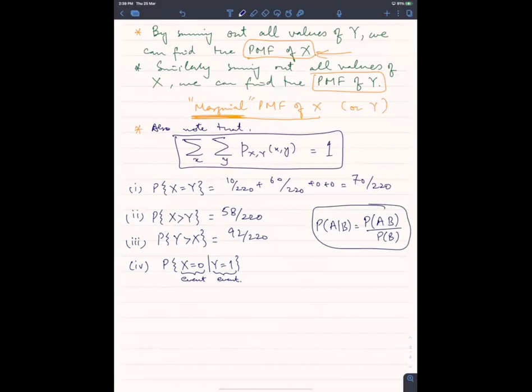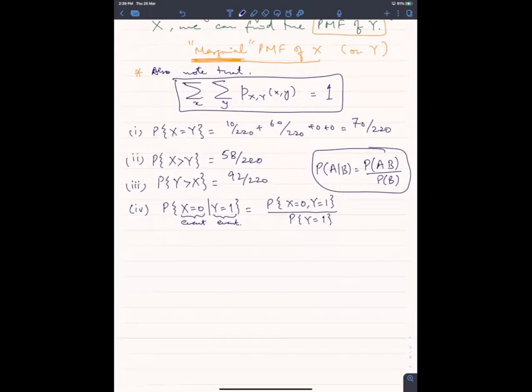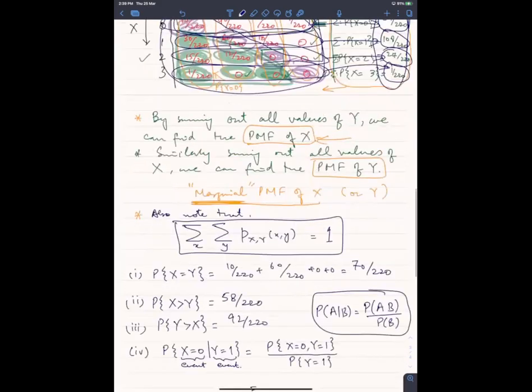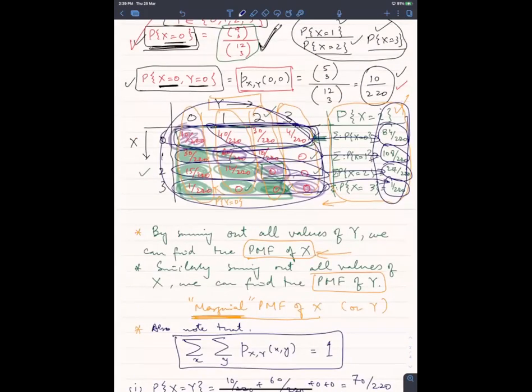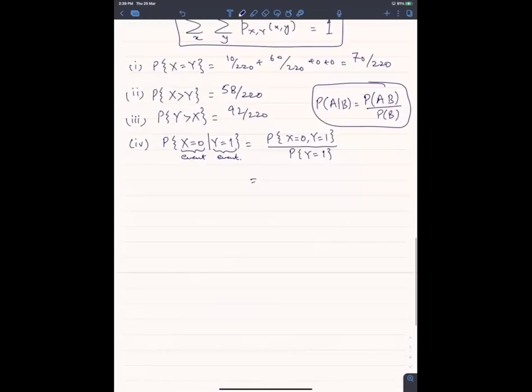We know this from the early chapters. So this would be equal to the probability x is equal to 0 and y is equal to 1 divided by the probability y is equal to 1. Okay. Now, what is the probability x is equal to 0, y is equal to 1? Just read it from the table. X is equal to 0 and y is equal to 1 is this guy here. This is the joint PMF of x and y evaluated at x is equal to 0, y is equal to 1, which is 40 over 220. And what is the probability y is equal to 1?